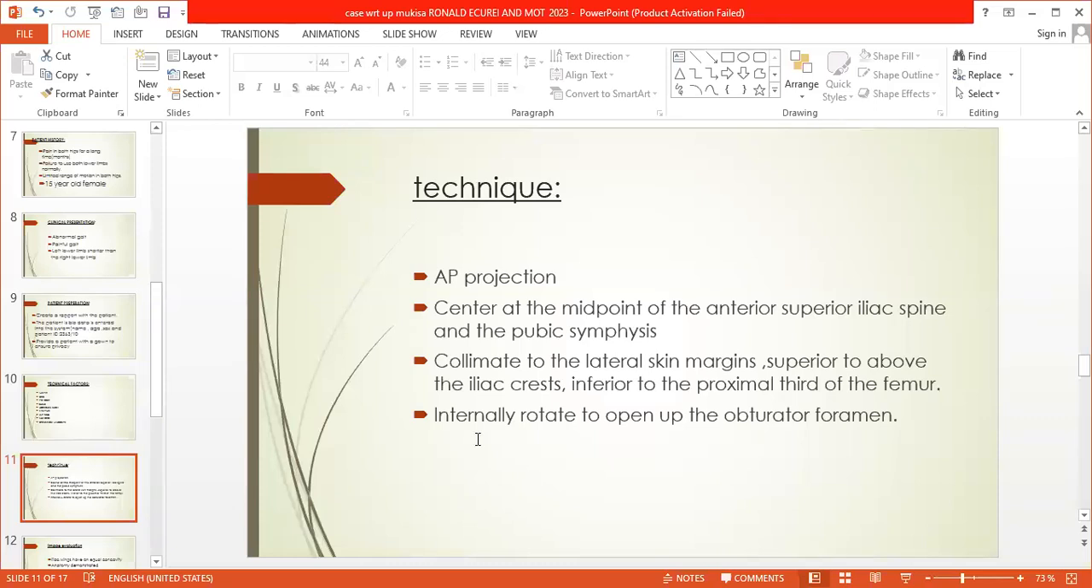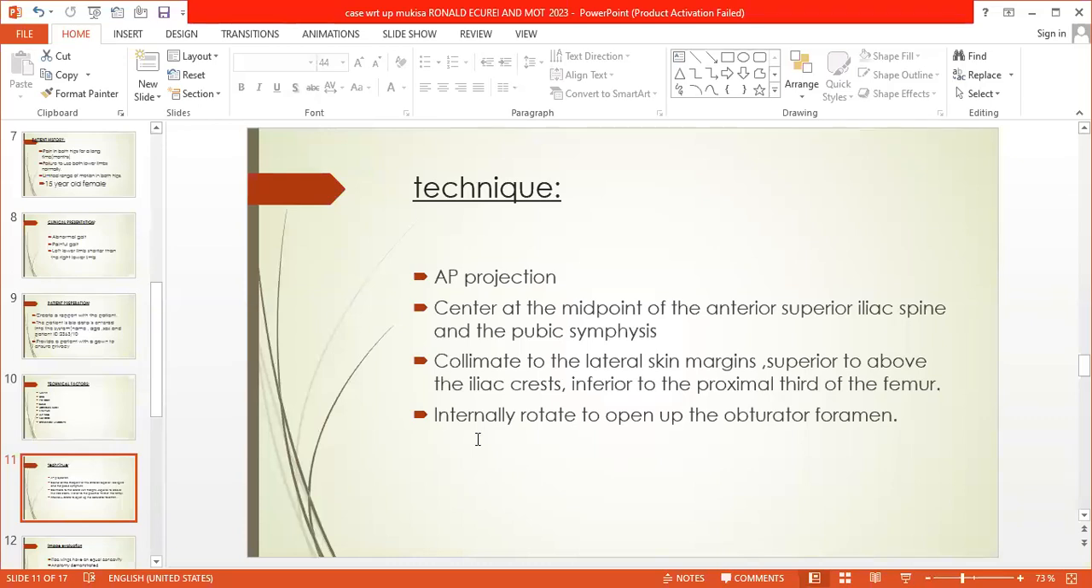That's our lateral principle. It targets on that. We can achieve our image using low and sufficient factors. We collimate to the lateral skin margins, superior to above the iliac crest, inferior to the proximal third of the femur. Internally rotate, open up the obturator foramen. This was so interesting at this time. This patient could not even internally rotate. So we could not open up the obturator foramen, and the femoral heads were not able to align to the IR.